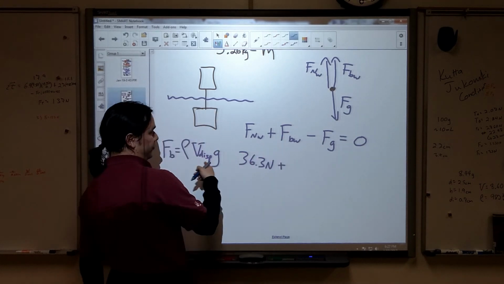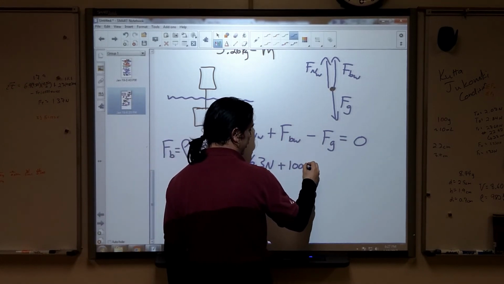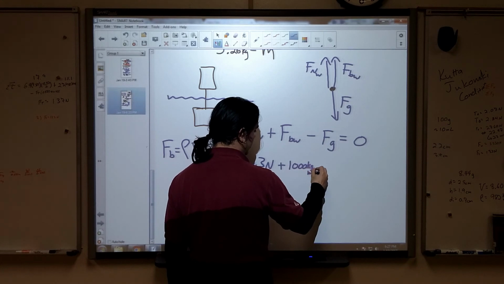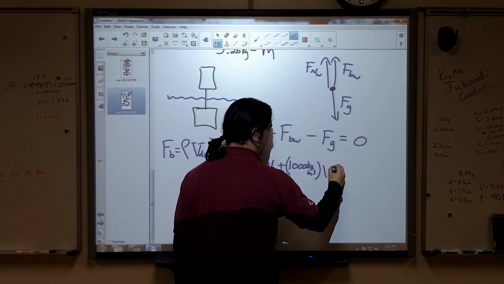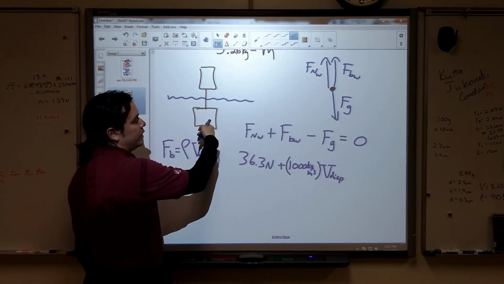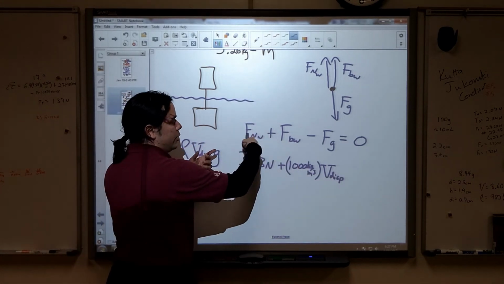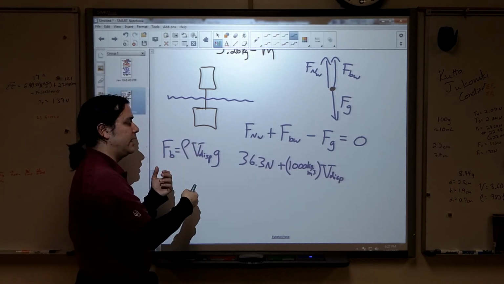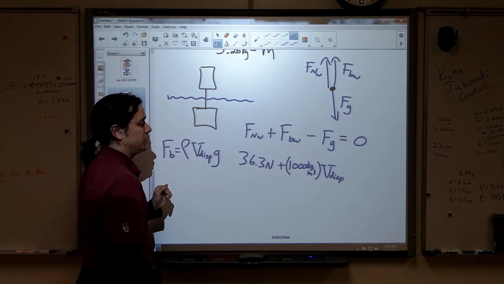Well, density of the fluid, this is water, so that's going to be 1,000 kilogram per cubic meter, times my volume displaced. Well, the whole thing goes underwater. It doesn't float because if it floated, we wouldn't have a normal force at all. The scale wouldn't have to lift it up. So the whole thing is underwater.